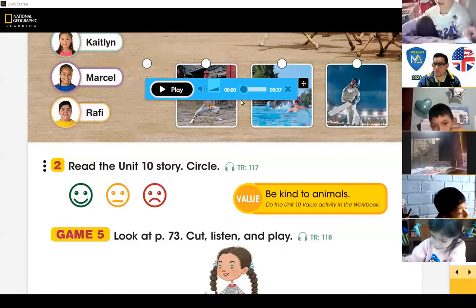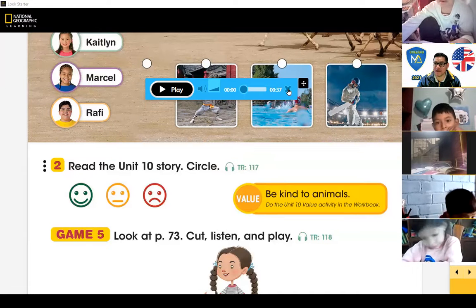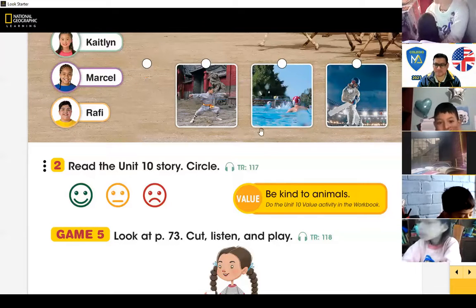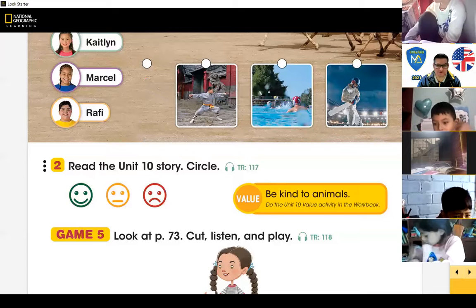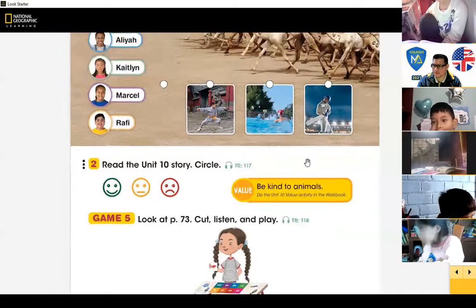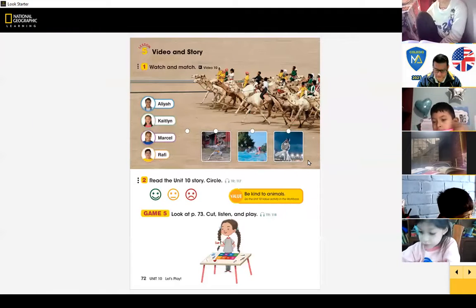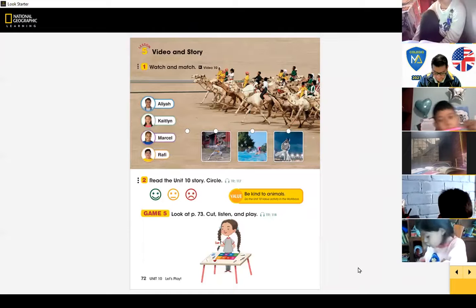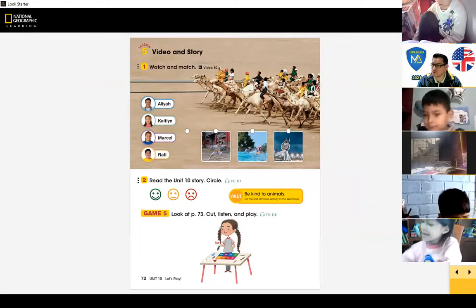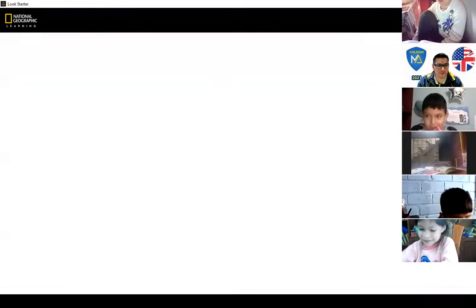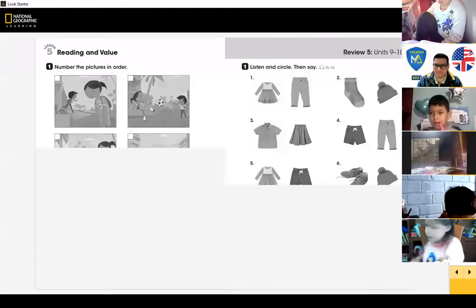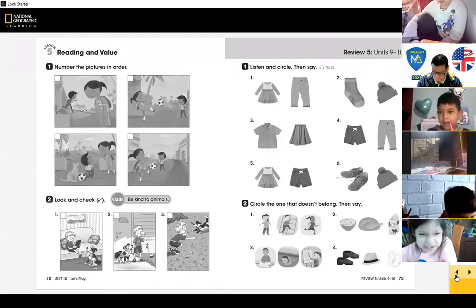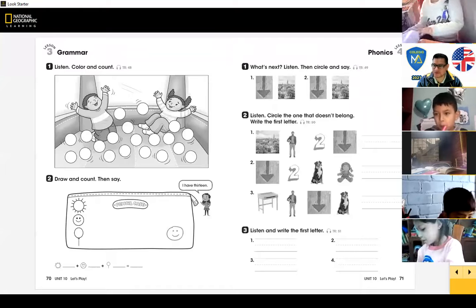Well, this part was about the dog, right? No, about the story. This was about the story, yeah? Now, students, we are gonna stop here because, well, we have to go to the workbook part. Ahora vamos a ir a nuestro workbook, okay? Let's go to the workbook. Let's go to this page.